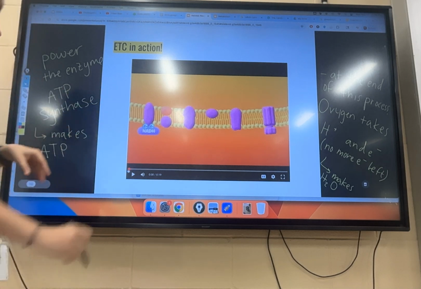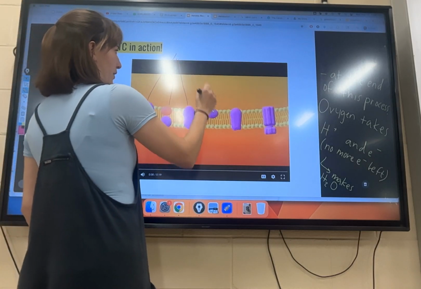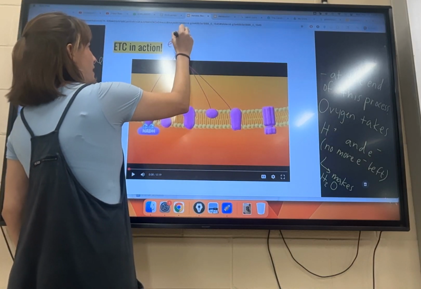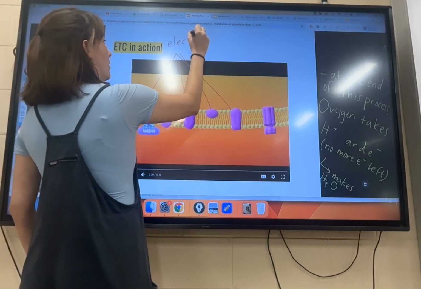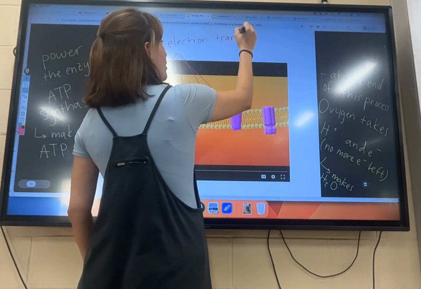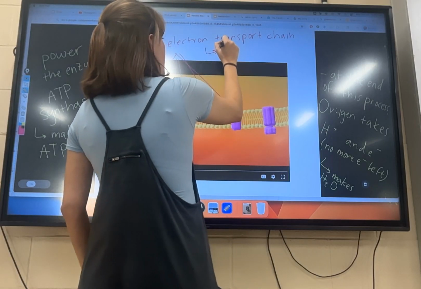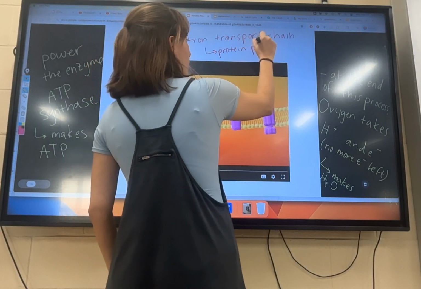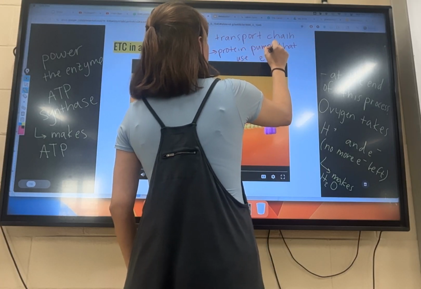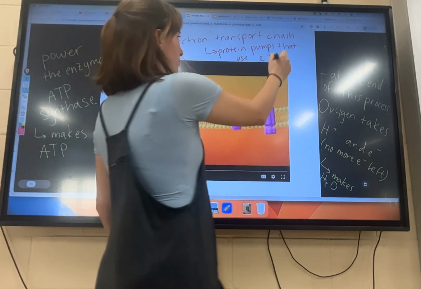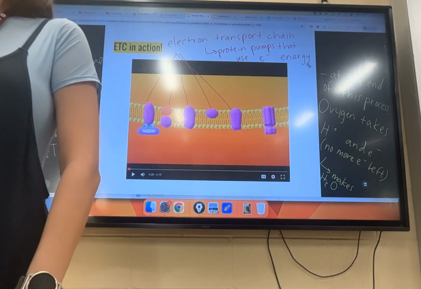What we have in this picture: these purple proteins. These things are called the electron transport chain. We're almost done, guys. These are protein pumps that use electrons' energy. Guys, you're going to get real confused if you don't listen.